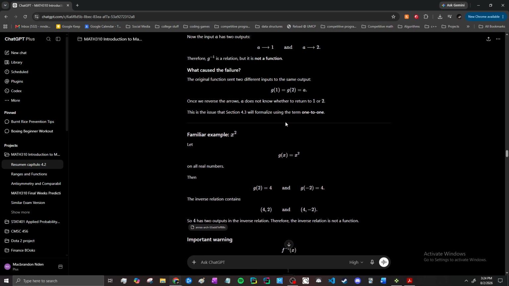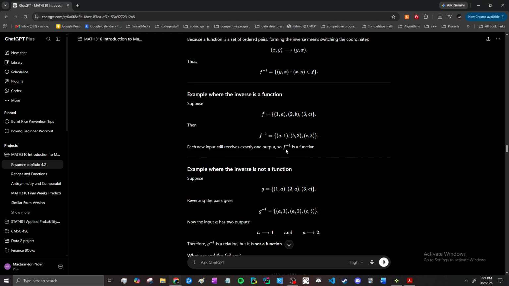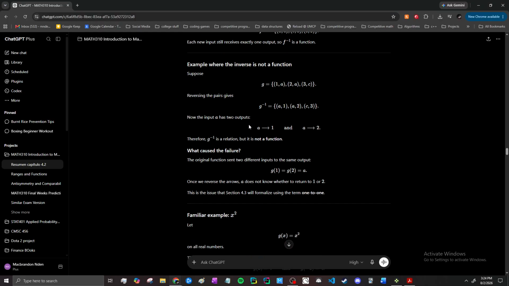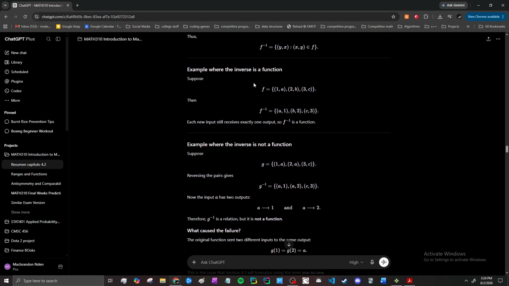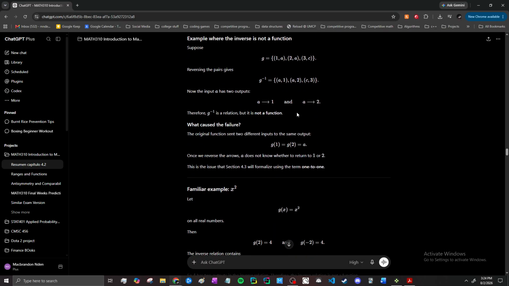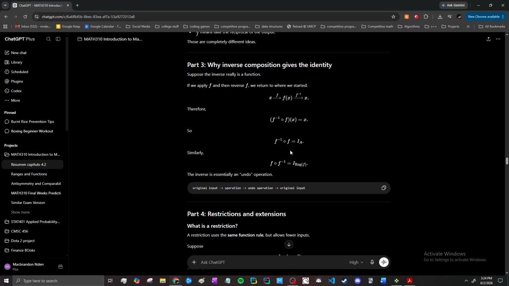Okay, so part two is kind of talking about inverse relations, inverse functions. Talking about domain. What is a function? Sometimes it's a function, sometimes it's not a function, and it gives examples on top of it too. So why do inverse compositions give identity? Okay, I see. If we apply f and then reverse it, we return to exactly where we started.